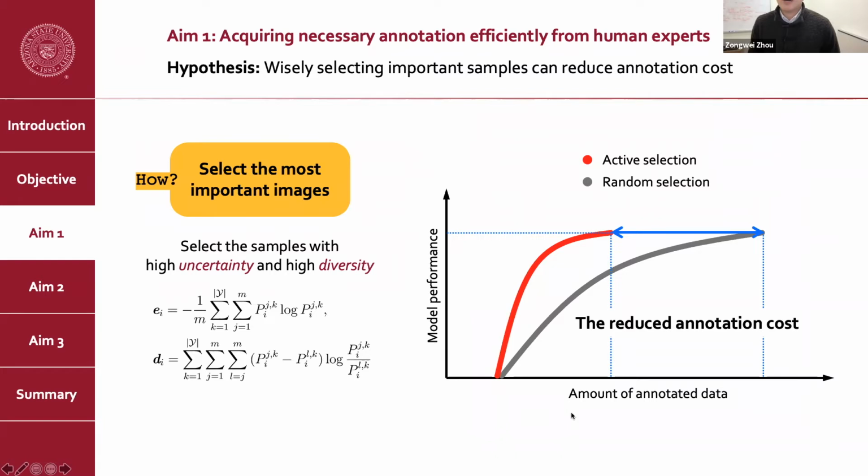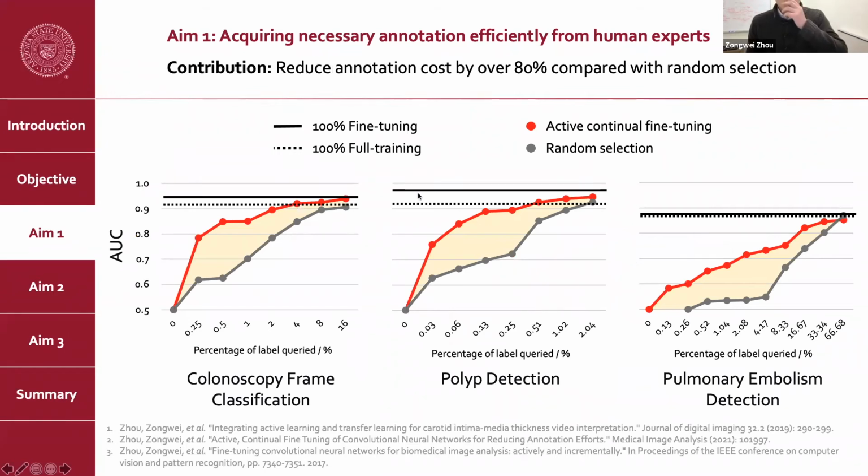So we hypothesize that wisely selecting important samples can dramatically reduce annotation cost. And this gap again shows the amount of annotation that we can reduce by actively selecting the samples to be annotated. And our study on real medical data has confirmed the hypothesis. Here, the solid line is the upper bound performance that we can achieve. The y-axis is the accuracy, and the x-axis is the percentage of labeled data that we need.